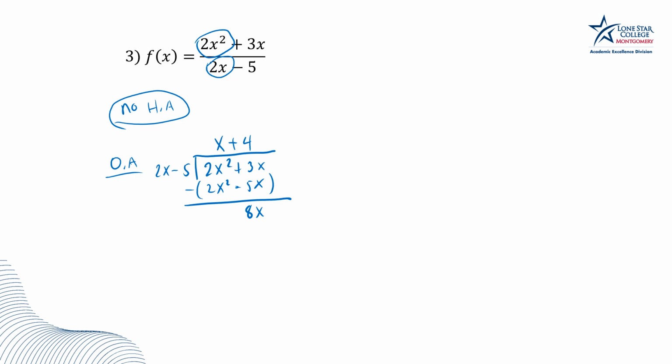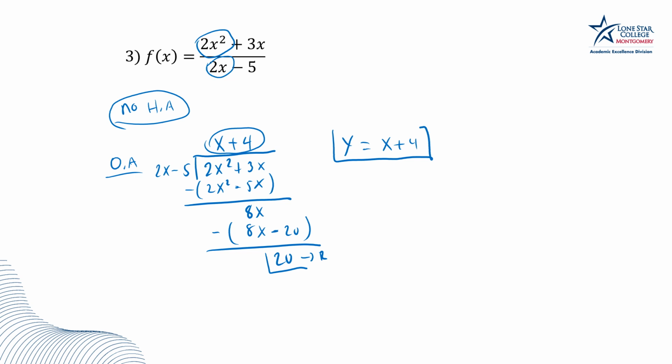Then we multiply again, and we get 8x, and 4 times negative 5 is negative 20. When we subtract, that gives us 0 for the x's, but then a 20 as our remainder, because 20 is smaller than 2x minus 5. But we don't focus on the remainder, we only focus on our quotient here. So our oblique asymptote would just be x plus 4. And remember that an oblique asymptote is always in mx plus b form.